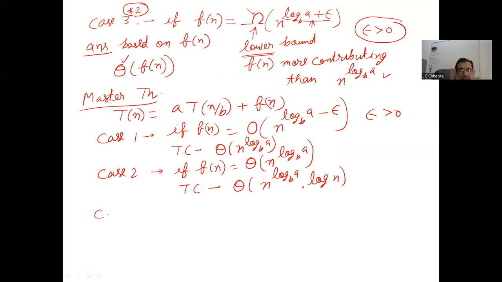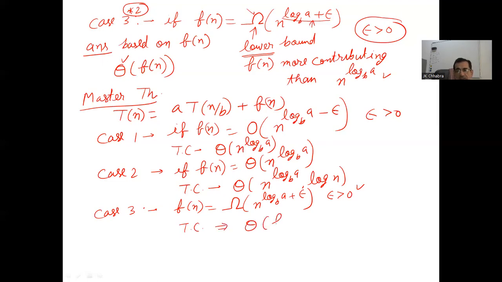And then case 3 means Fn is a lower bound, or Fn is going to contribute more than n power log base b of a. That means some epsilon is guaranteed to exist. Then my time complexity will be equal to theta of Fn itself. But here I said some condition applies. The condition we will understand later. And these are the 3 rules.